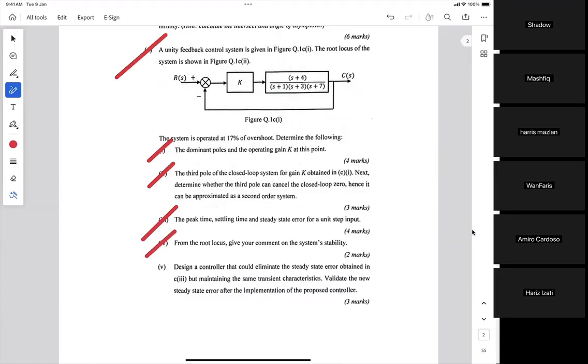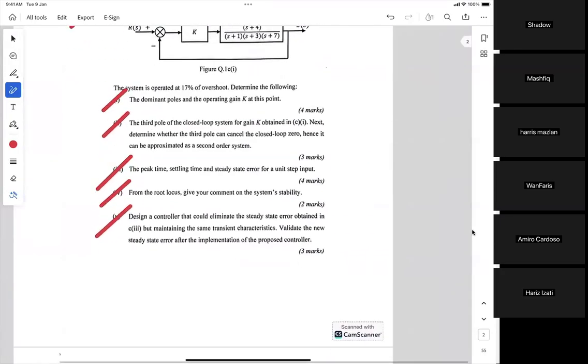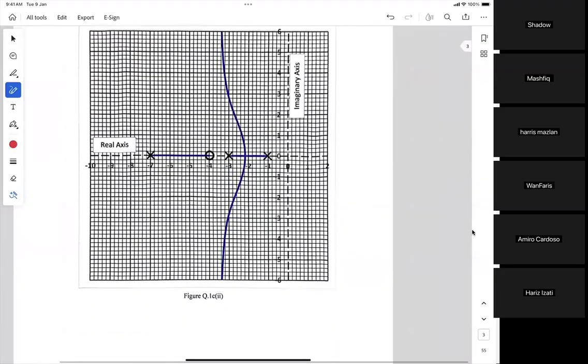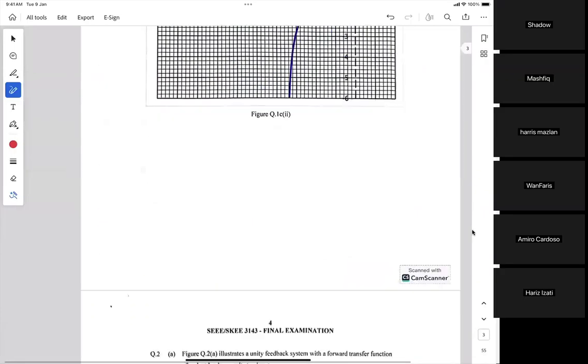And the last one is design a controller that could eliminate the steady state error obtained in C3, but maintaining the same transient characteristics. Validate the new steady state error after the implementation of the proposed controller. Okay, so this is the plot given.